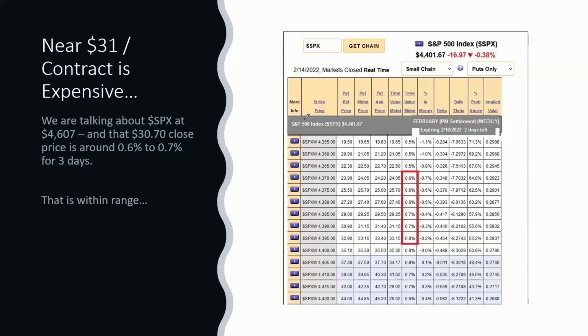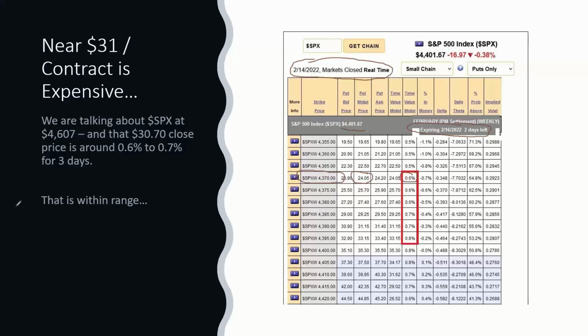As I was putting together this presentation on February 14th, happy Valentine's Day on Monday, we're looking at the standard weekly expiration, 2 days to go, February 16th. SPX is at 44.01. So that 43.70, 30 points out of the money, is very similar to her 45.70 price being 37 points out of the money. And what is the time value? What is the midpoint? 24.05, 0.6%, 2 days to expiration. That's what I say, that it is within range of what we'd expect.